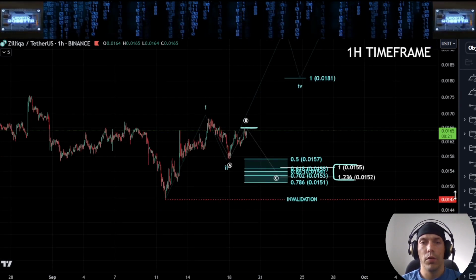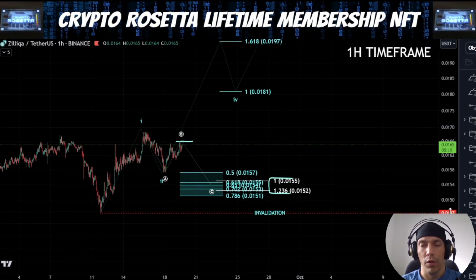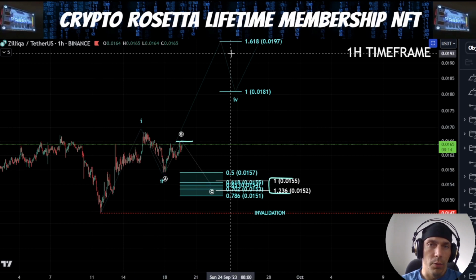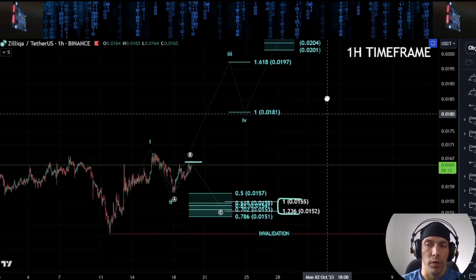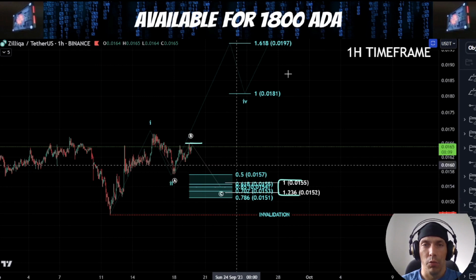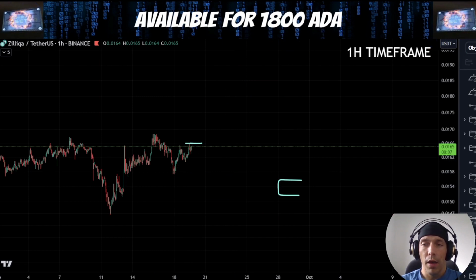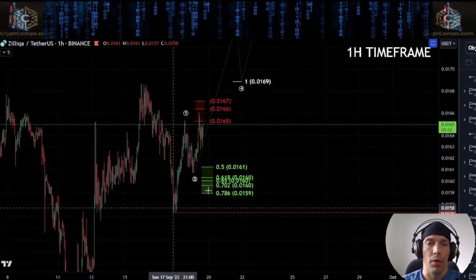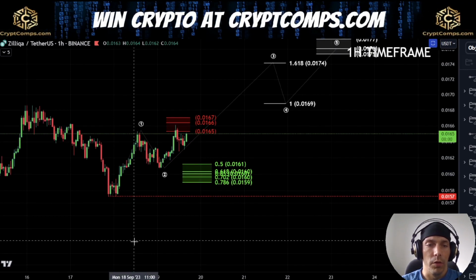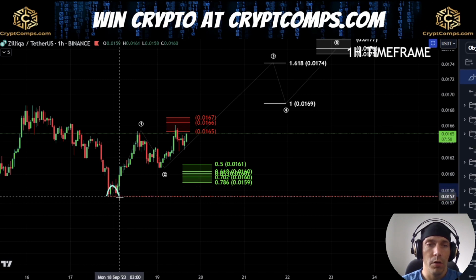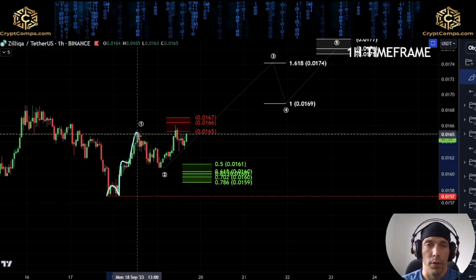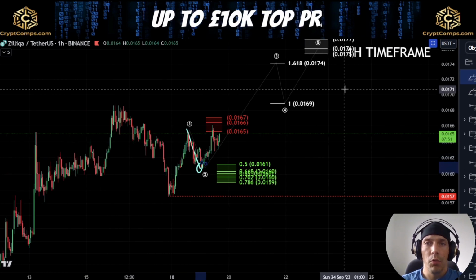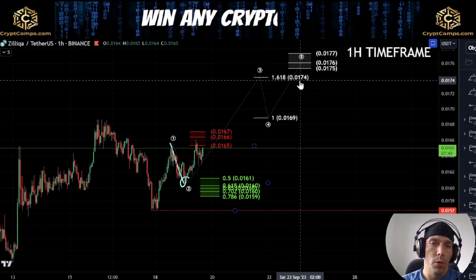Now, if we're looking for continuation up, we don't want to lose this 0147, and we'd be looking for effectively either this move rallying from this point, looking for this higher target of this 1618, or alternatively coming down one more time and then looking to rally from there. If we are looking at this potential of actually seeing a direct push to the upside from where we currently are, what I'm looking for is this potential here, that this is 1, 2, 3, 4, and 5 to the upside. If this is completed, what we could then have is this is a wave 2, and we'd be looking for this 0174 for confirmation.